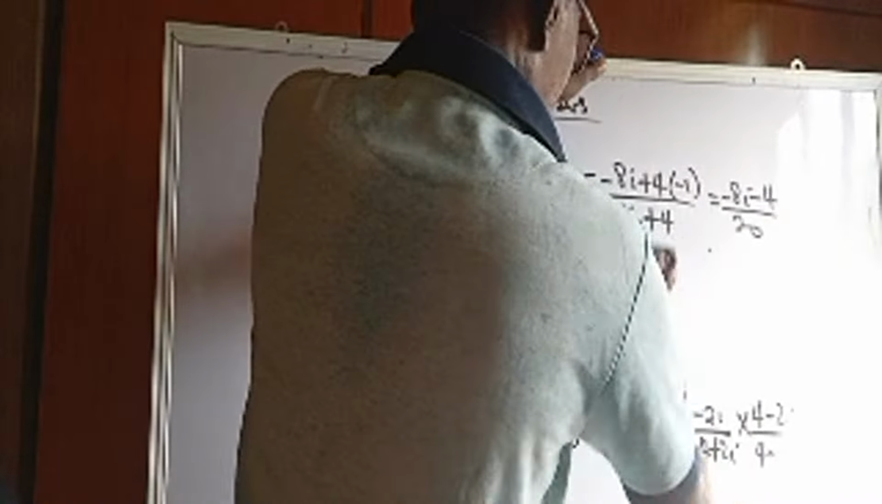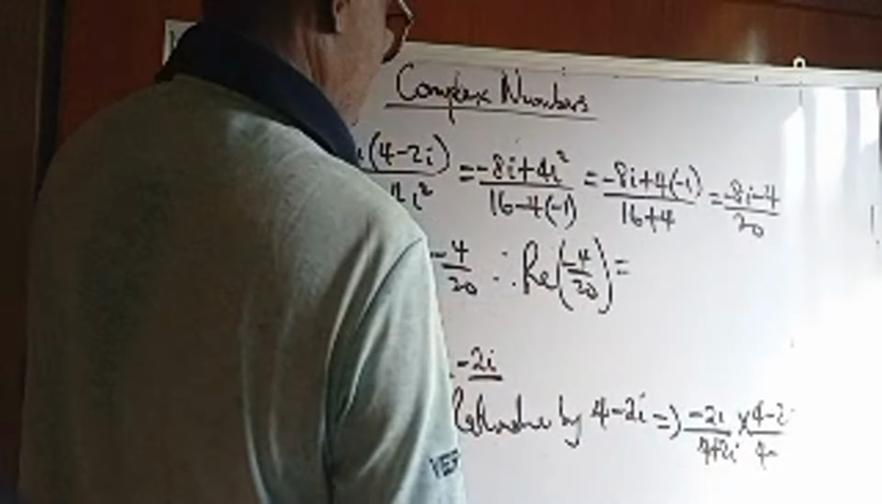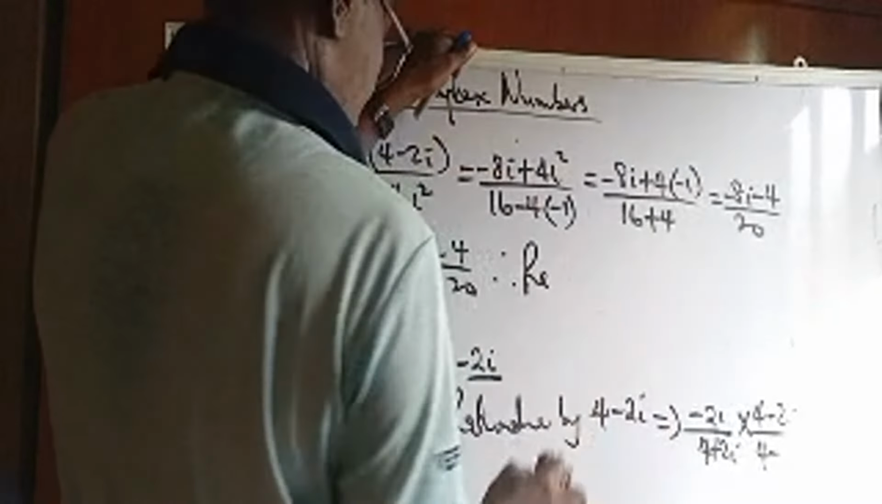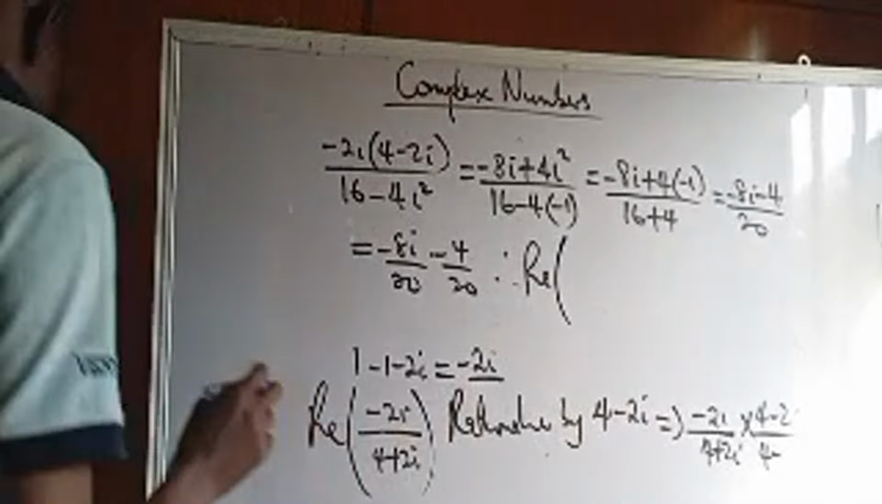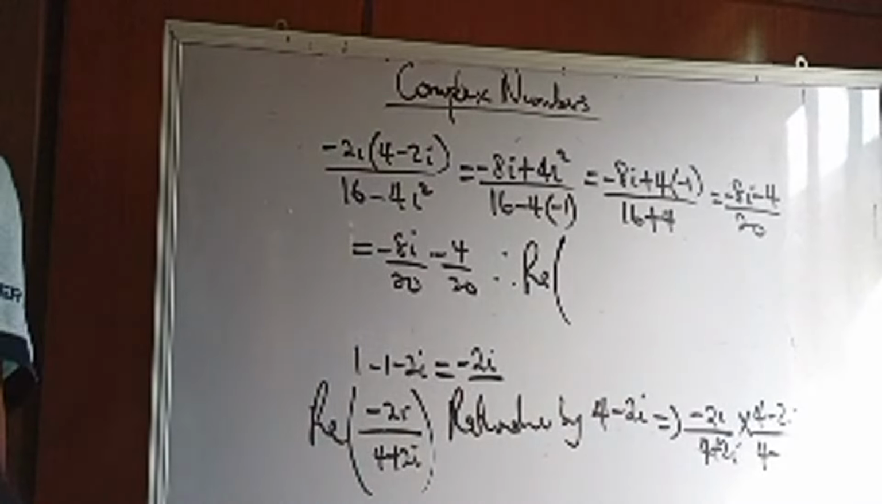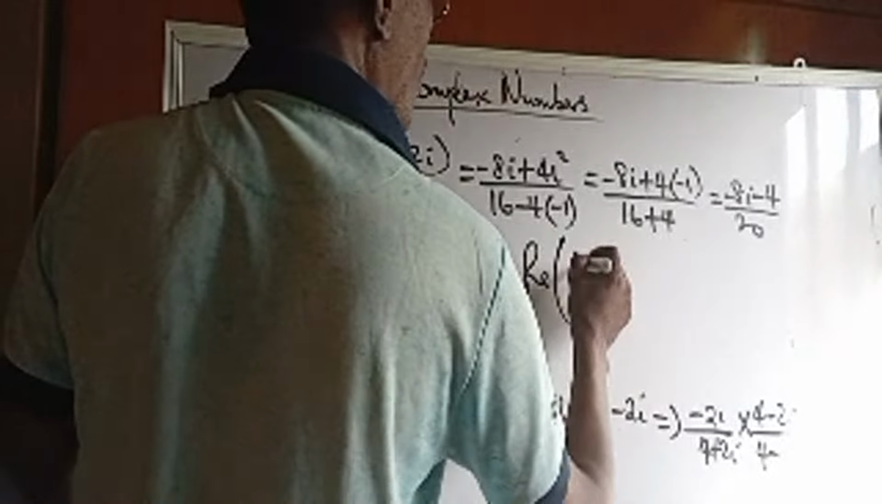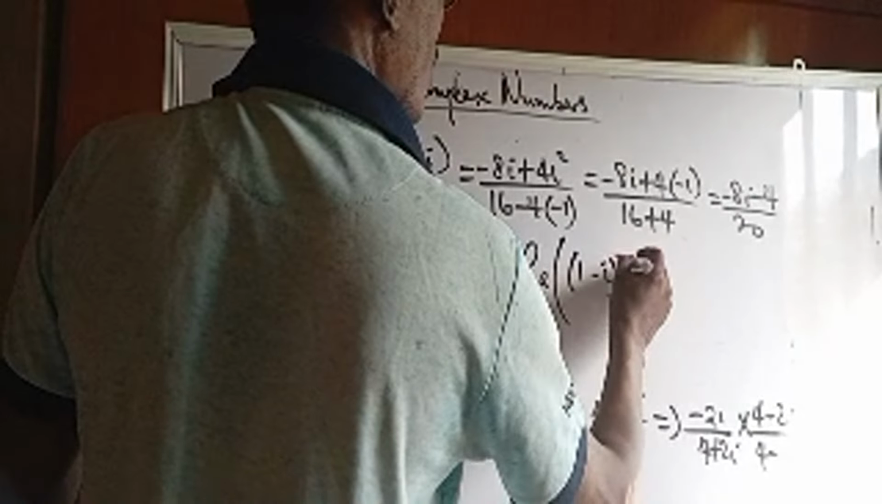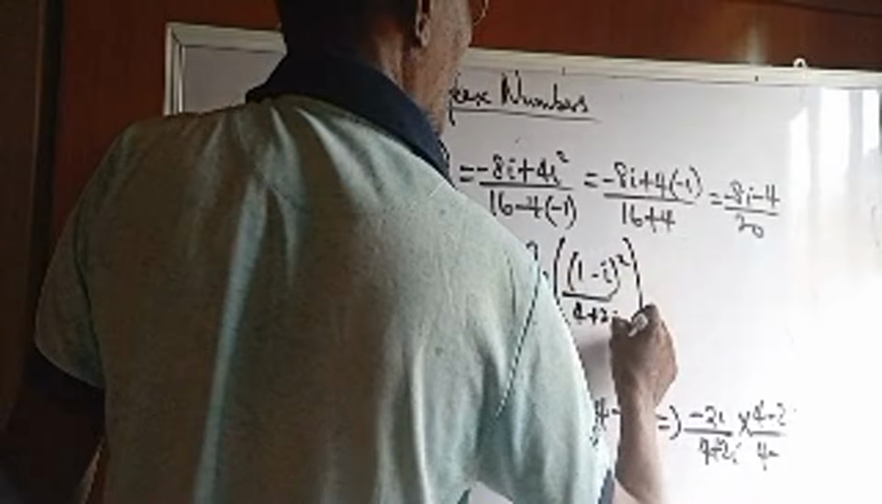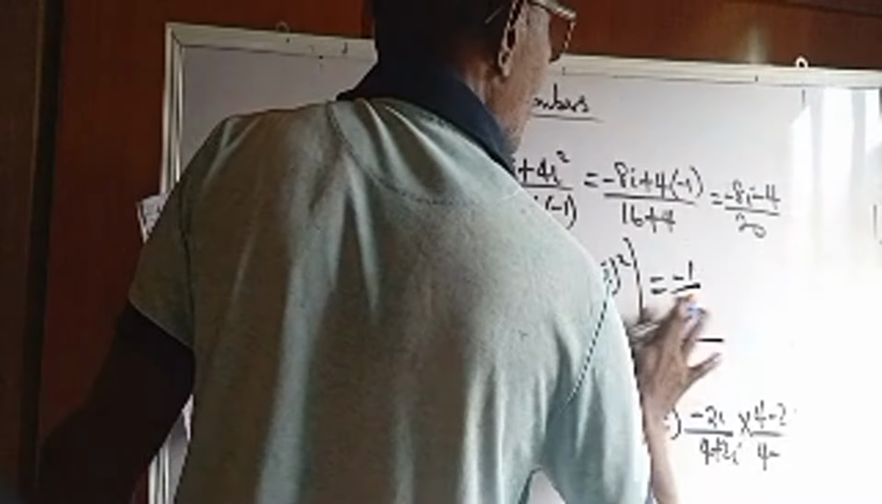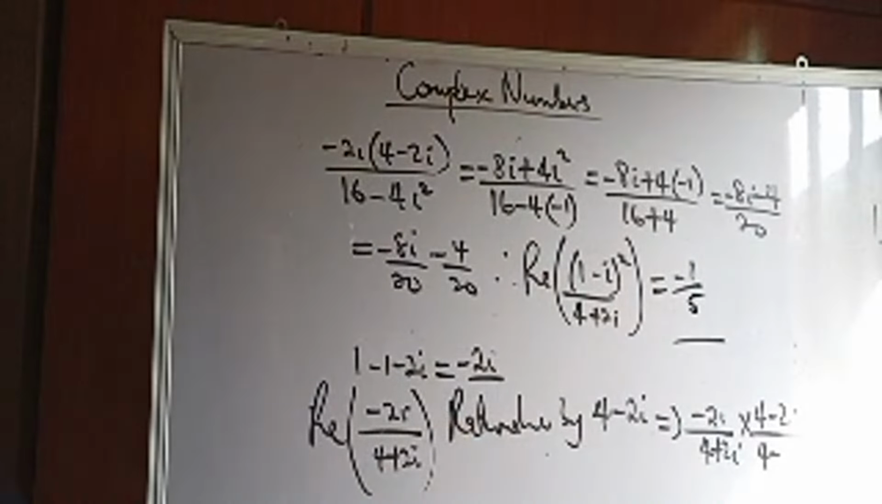Now say the real part of the question. Let's not write it this way, it will not be proper. Let me write the question entirely so that it will be properly written. The real part of (1 minus I) raised to power 2 all over 4 plus 2I is equal to minus 1 over 20. No, minus 1 over 5, because 4 goes. So that is the real part. This is the proper way of reporting that problem.